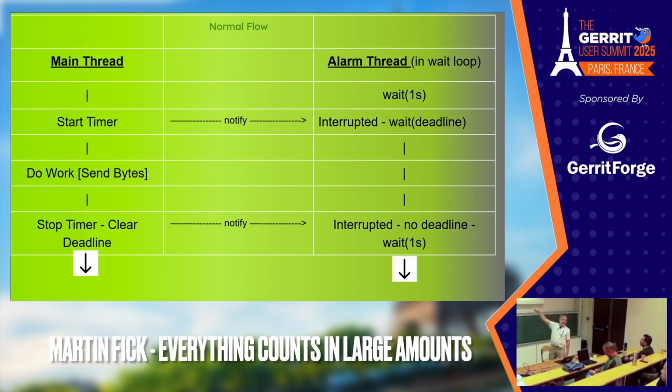So the first thing we do is we notify it, and we tell it, okay, here's our deadline, right? We need to be woken up in 10 seconds or something to time out. So then we do some work, and we send a stop. So it sends a notify to stop it, because it's done. So it clears the deadline and sets it back to its wait loop of just 1 second. So that's the normal flow, the way it works.